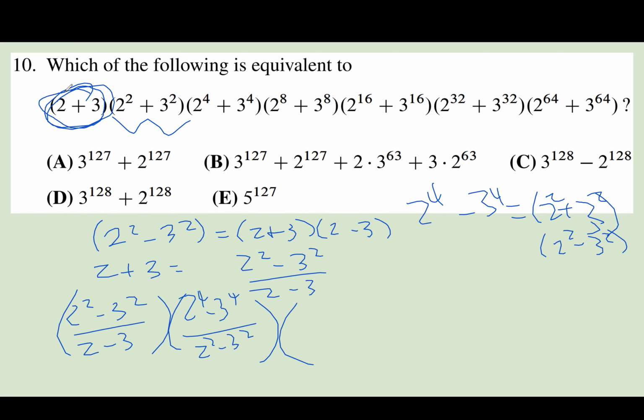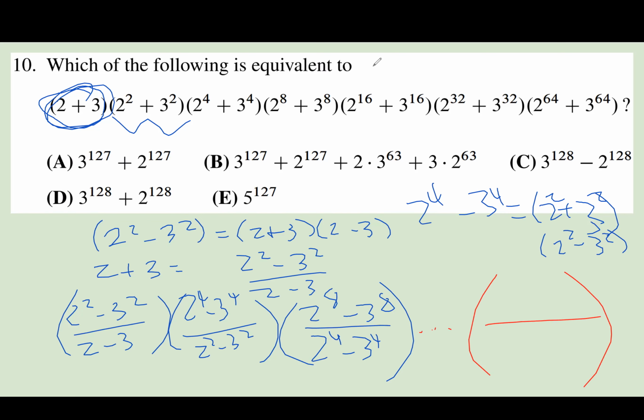So for 2 to the 4 plus 3 to the 4, it's going to be 2 to the 8 minus 3 to the 8 over 2 to the 4 minus 3 to the 4. And as you're doing this, you're noticing that things will cancel out, right? Because I can do dot, dot, dot, and then do the last one, 64. Well, how do I get 64? I get that by doing 2 to the 128 minus 3 to the 128 over 2 to the 64 minus 3 to the 64, right?